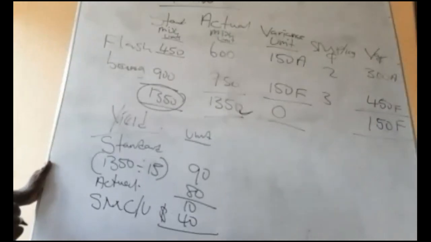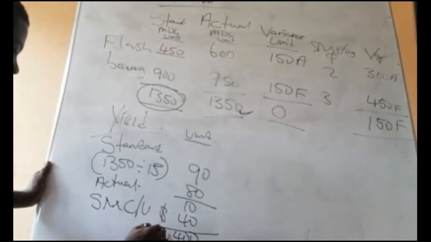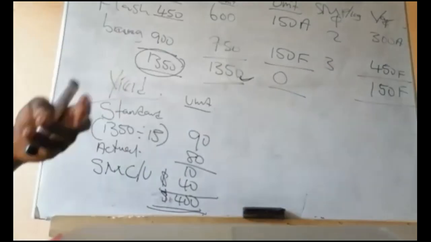Okay, so 40 times 10, that will give us what? $400, right? Yes. So perfect. $400, and that's the end of the game. So that's the mix. So here's the favorable or adverse. You didn't even notice that.